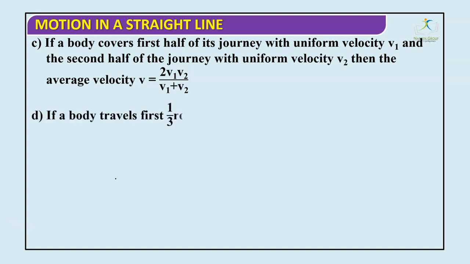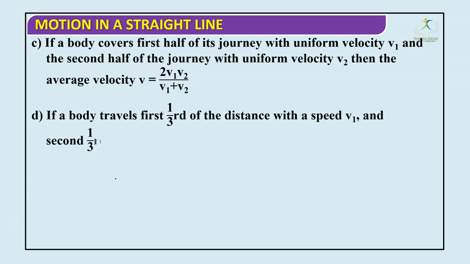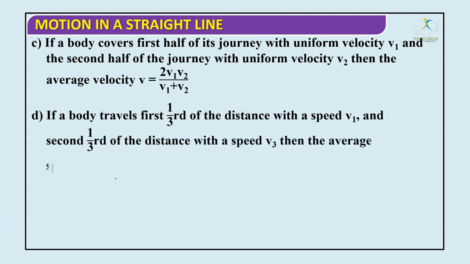If a body travels the first one third of the distance with a speed v1, the second third with speed v2, and the last third with speed v3, then average speed v is equal to 3 times v1 v2 v3 divided by v1 v2 plus v2 v3 plus v3 v1.